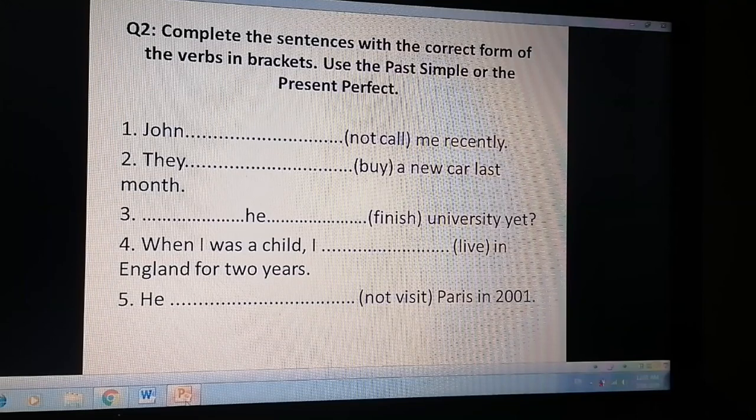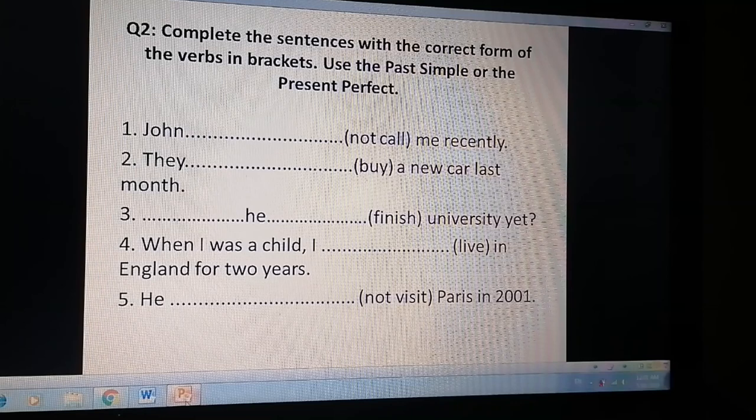Not call هون عنا بالnegative form. يعني بحالة النفي. So John not have, John has. So John مفرد فمنكتب hasn't called. Call فعل منتظم regular verb. So we just add ed. John hasn't called me recently.